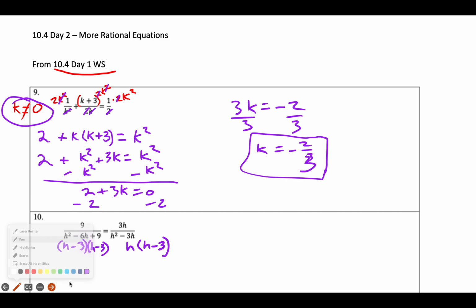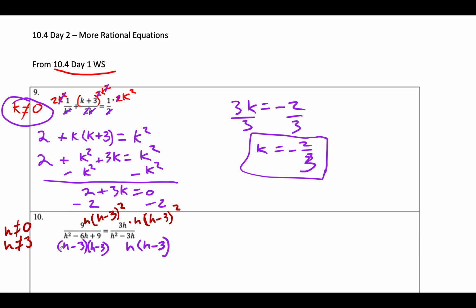Let me grab a different color just for the sake of the game. So you can go through here and do h. Oh, I got to go off to the side. h cannot be 0. h cannot be 3. And then I'm going to multiply by h minus 3, and I'm actually just going to make it squared. And I can multiply by an h and then h minus 3 squared, because I got to get rid of these 2. Go away with those 2. This goes away with this, and this goes away with one of those.